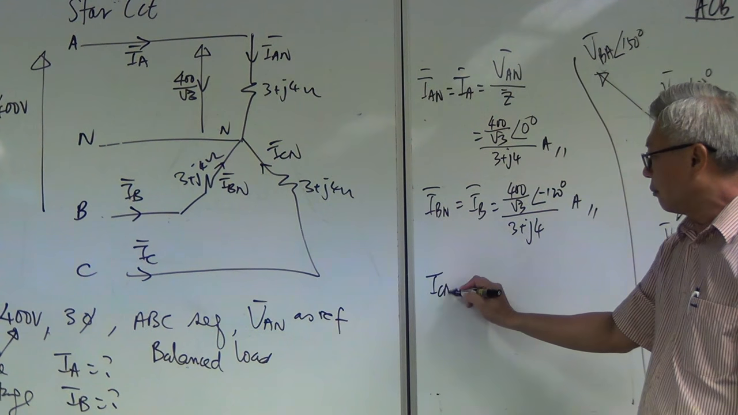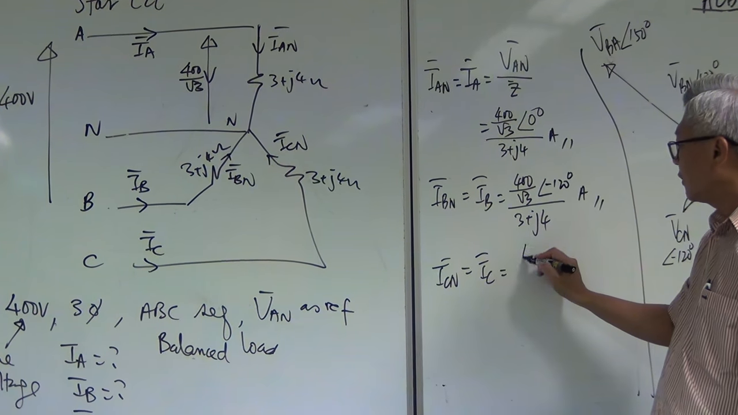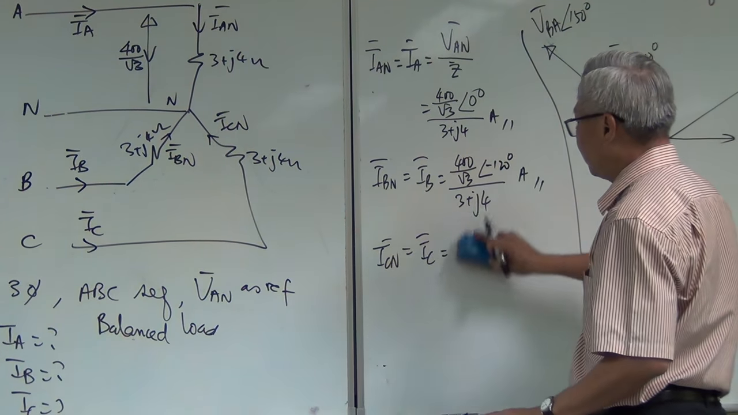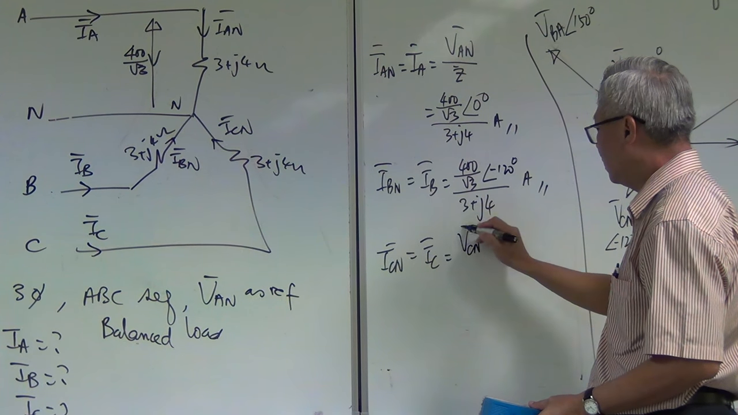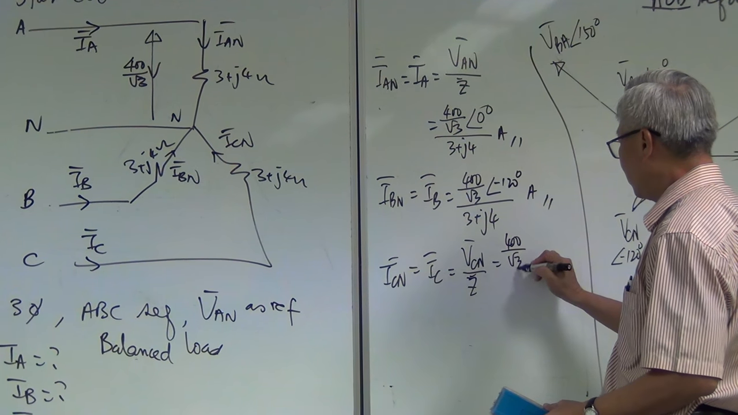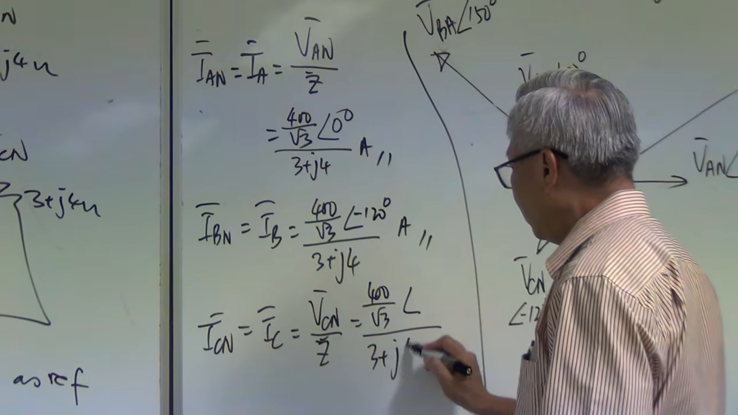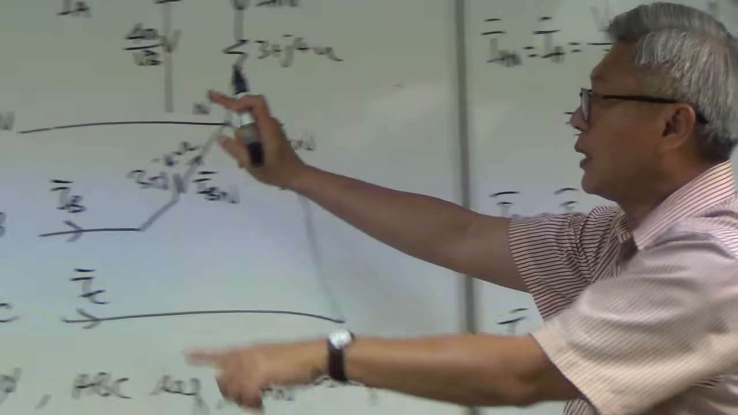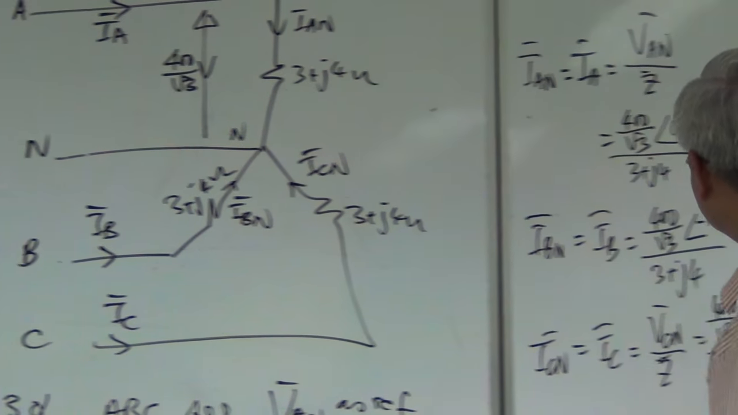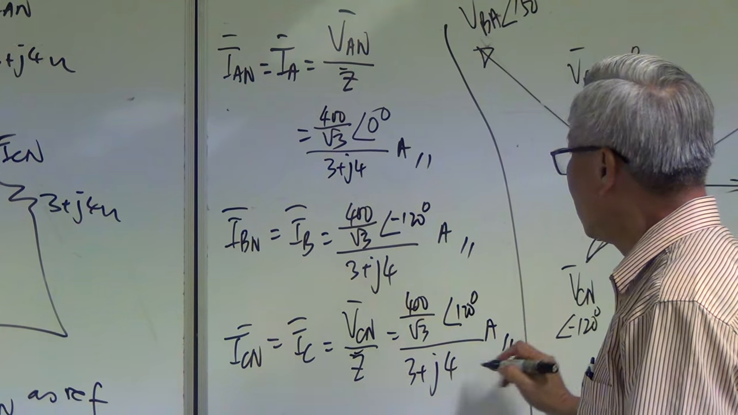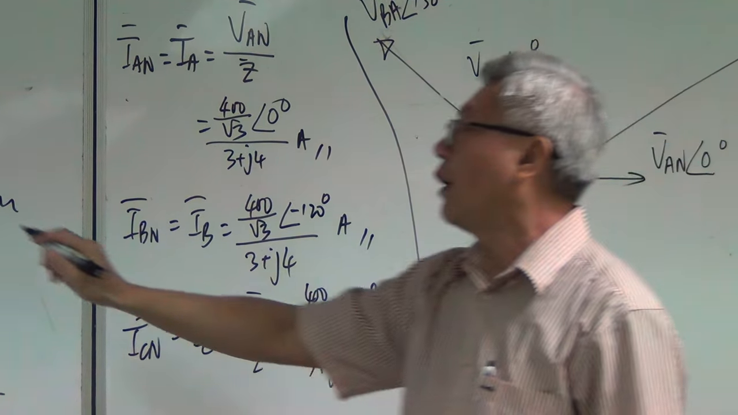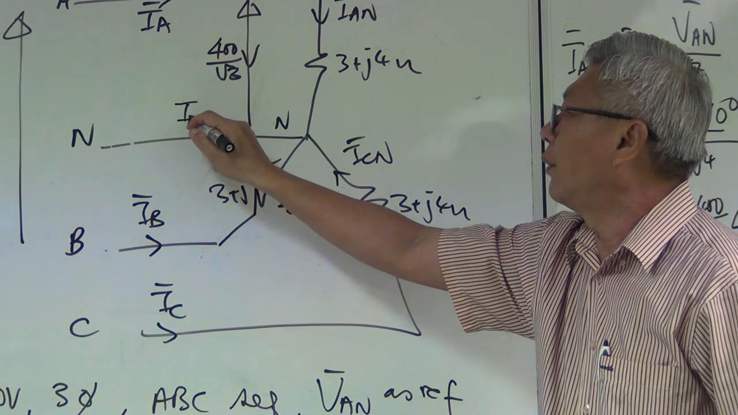To find ICN, which is the same as IC, it's 400 divided by square root 3. Of course, let me write an English word for you. So that is VCN divided by Z, right? So that is 400 divided by square root 3. And what is the angle? We go back to the phasor diagram, yeah, VCN. And VCN is 120 degrees, right? So put it into 120 degrees. So with that, I've calculated the three currents, IAN, IBN, and ICN. Now, if I were to write my arrow here, this is called the neutral current.